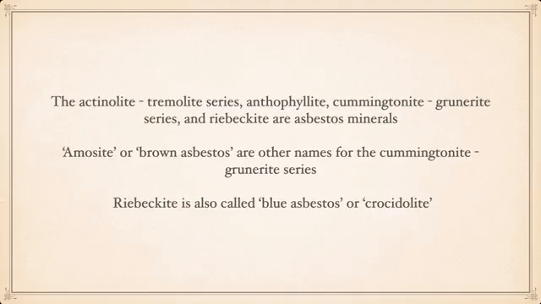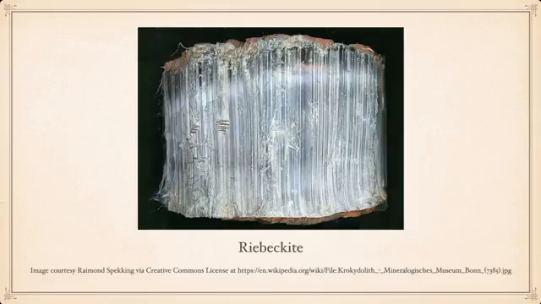So the actinolite-tremolite series, anthophyllite, the cummingtonite-grunerite series, and riebeckite are all asbestos minerals. Amosite, or brown asbestos, is another name for the cummingtonite-grunerite series because, well, I guess brown asbestos is a bit easier to pronounce than that, but still. And riebeckite is also called blue asbestos. And there it is, right there.